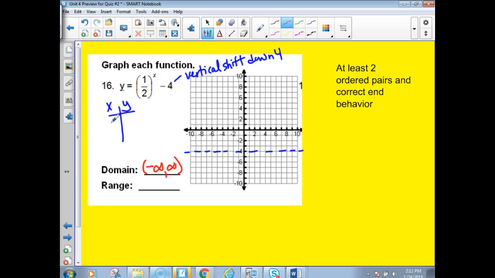I'm going to put in negative, -1, because that'll flip over the 1/2. And I'll have 2 minus 4, which is -2. So I've got a point, -1, -2. Now I'll put in -2. And I get 1/2 to the -2, would be 2 to the second, which is 4. And 4 minus 4 is 0. So -2, 0 is a point. Okay.